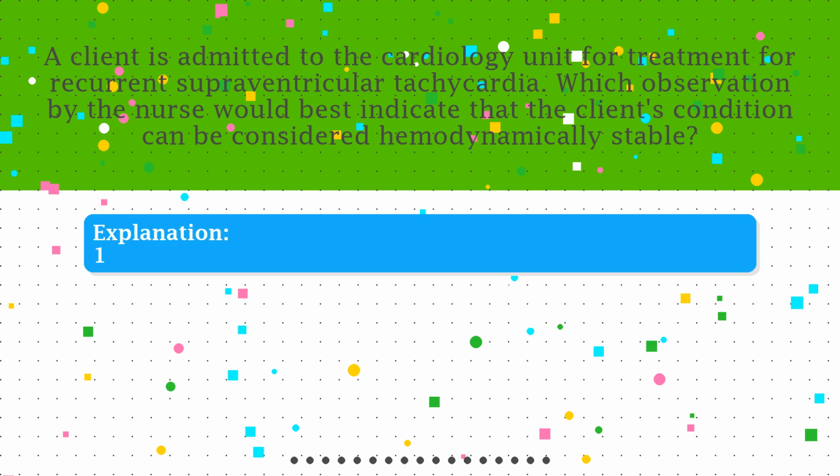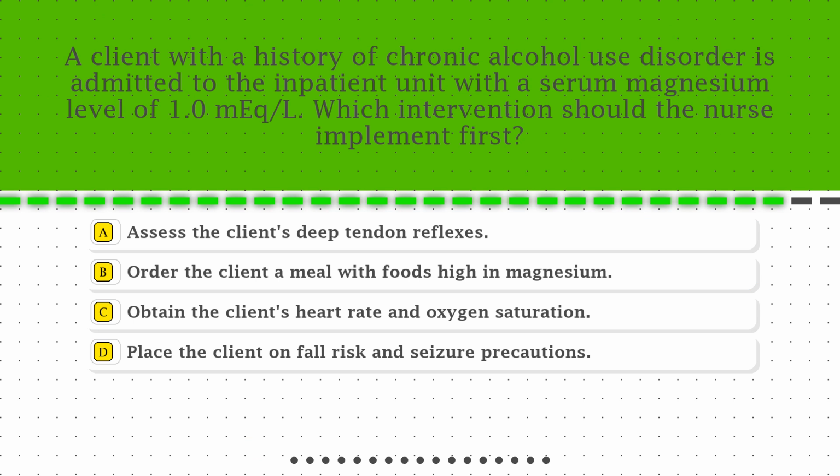Question 8. A client with a history of chronic alcohol use disorder is admitted to the inpatient unit with a serum magnesium level of 1.0 milliequivalent/L. Which intervention should the nurse implement first?